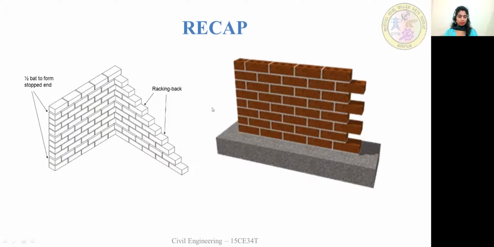Next term, we have studied raking back and toothing. These are the finishing ends. If we provide it in a stepped fashion, then it is known as raking back. If we give finishing as tooths, where in alternate courses the bricks are projecting outer side, in this picture you can observe this finishing of a brick wall, it is known as toothing. This is about the previous session.